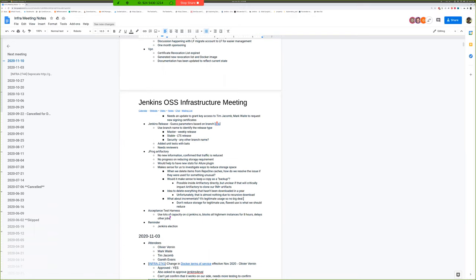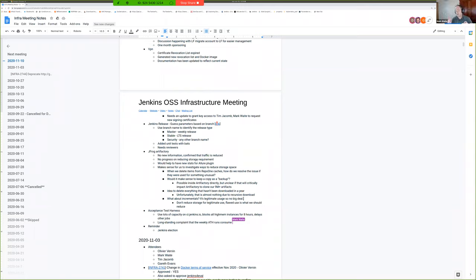To clarify, there is a very long-standing complaint by Jesse and others that the weekly ATH runs take up all of the executors for probably an entire day because of the number of open pull requests of Jenkins. Is that what this is about, or are you talking about dollars? Well, for me, I'm talking about the jobs under infra/acceptance test harness. Right, but the question is, is the problem that this Jenkins instance doesn't build anything else while ATH builds are running, or is the problem that this consumes so much money in our Azure account periodically?